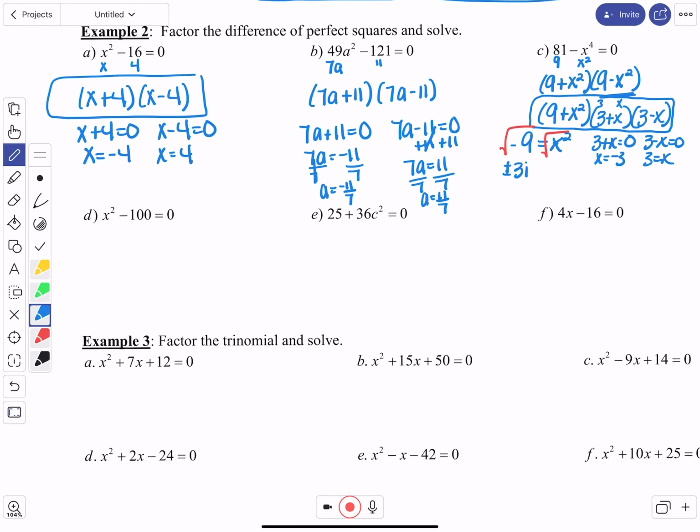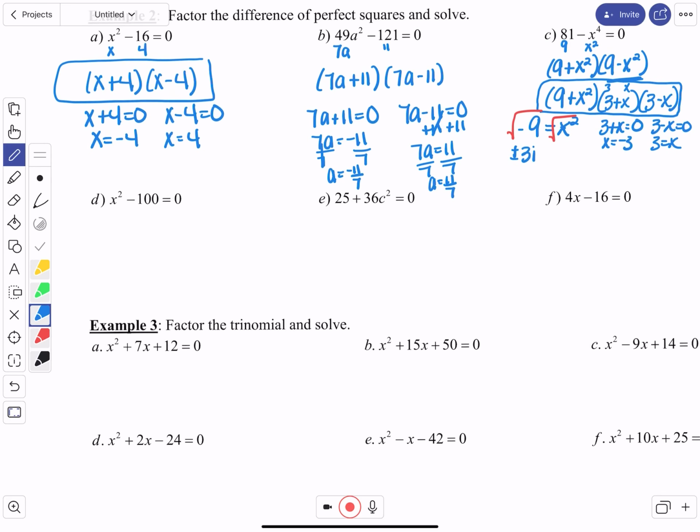Okay, moving on. We get x squared minus 100 equals 0. The square root of x squared is x. The square root of 100 is 10. So you're going to do x plus 10, x minus 10. It doesn't matter. You can do x minus 10 first and x plus 10 last. It doesn't matter the order. You're just going to have one plus and one minus. Okay, and you should be getting the hang of it if you're solving these by now. You're going to get a positive 10 and a negative 10 when you're solving.